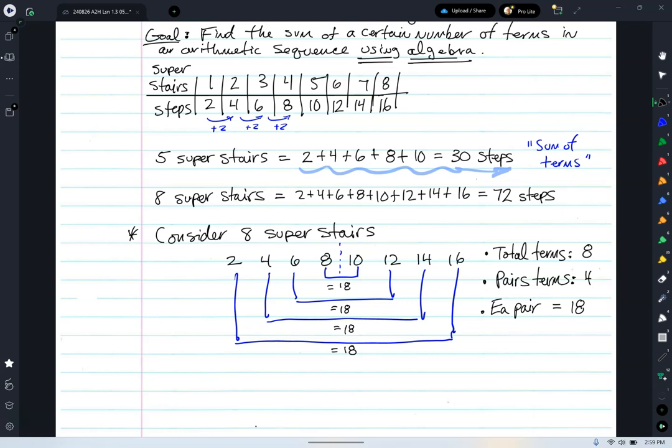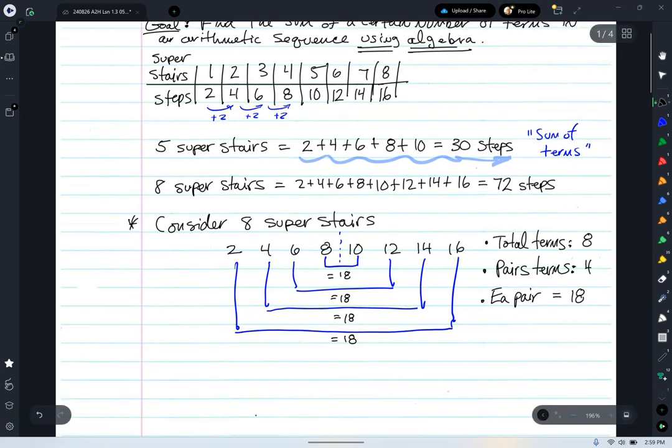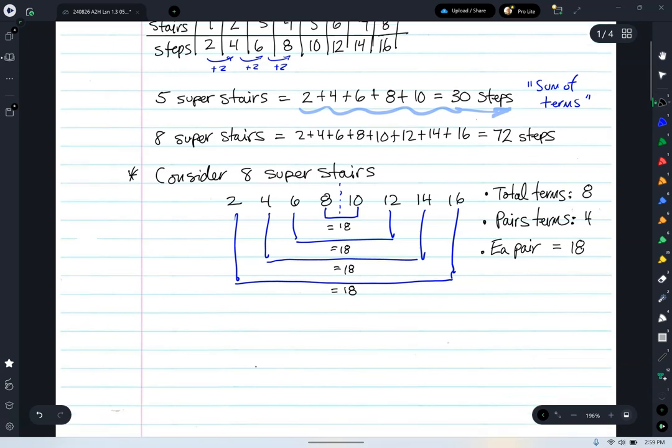So we could thin things down a little bit here, right? We've got 4 pairs that add up to 18. 4 18s, right? What math would we do if we wanted to come up with 4 18s? 4 times 18, right? So another way that we can write the sum of these 8 terms, you see what I just did there? Another way we could write that is 4 sets of 18, which is 72 stairs. Does that make sense?